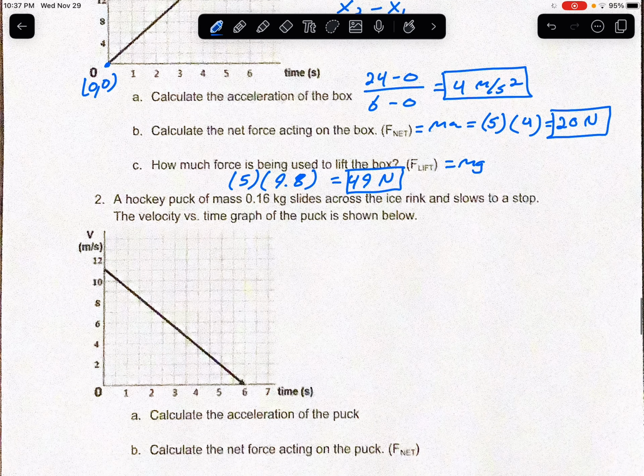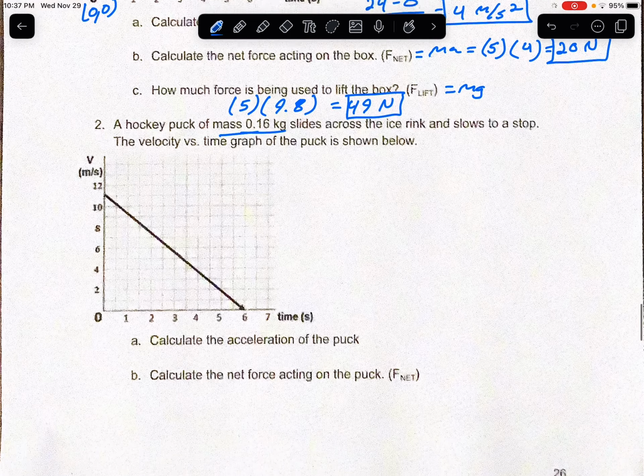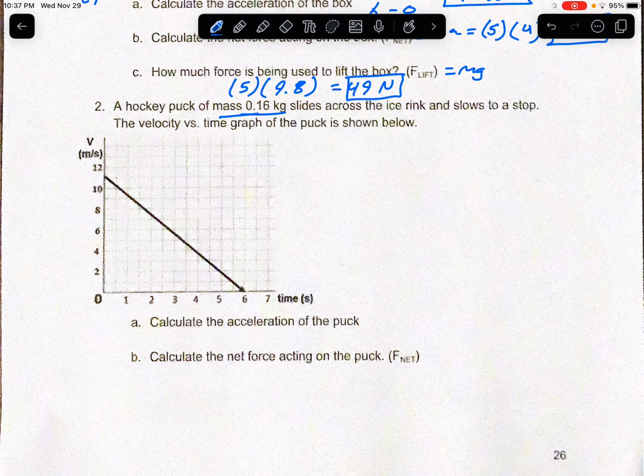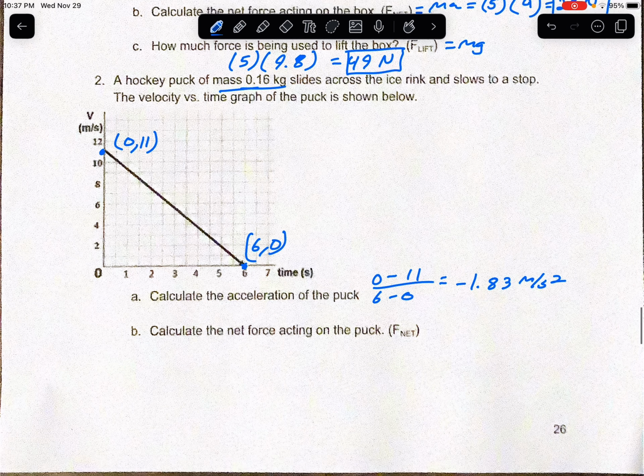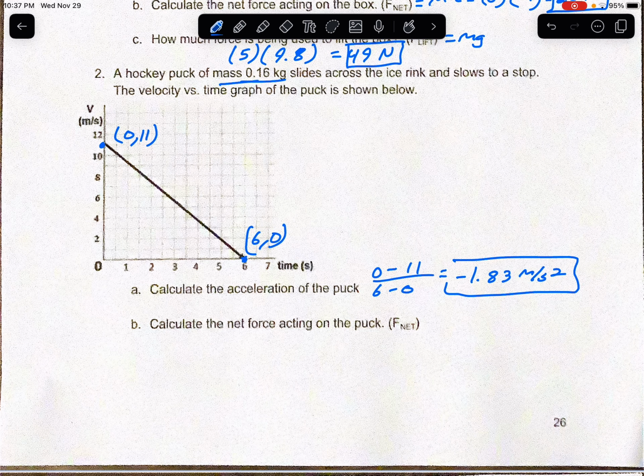A hockey puck with a mass of 0.16 kilograms, so don't forget mass is there, slides across the ice rink and slows to a stop. Calculate the acceleration of the puck. So we're going to use our points. 0, 11, and then I'm going to use 6, 0. Acceleration is y2 minus y1, so 0 minus 11, over 6 minus 0. So negative 11 divided by 6, and you get negative 1.83 meters per second squared. So there's your answer for that one.